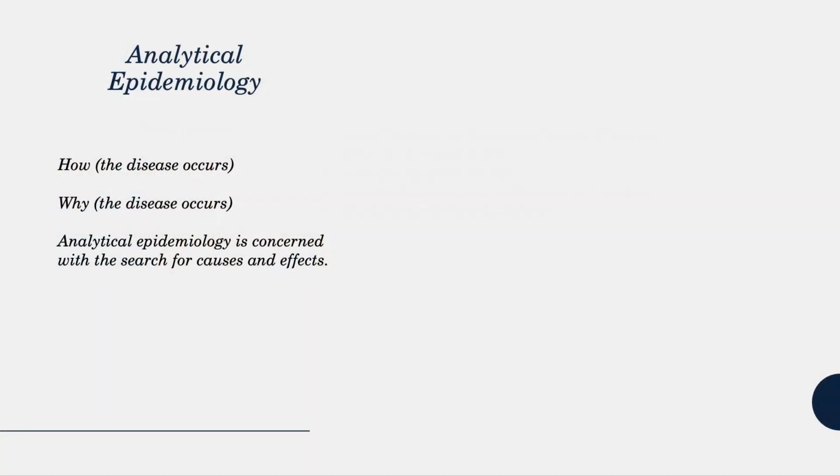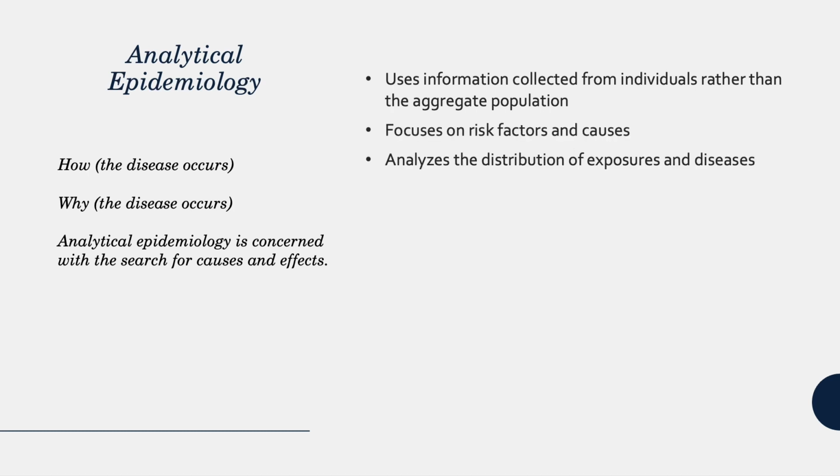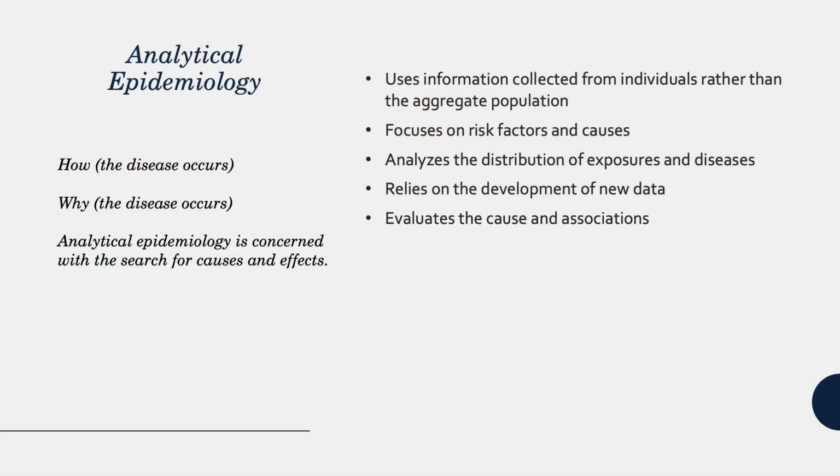Analytical epidemiology discusses the how and why the disease occurs. Analytical epidemiology is concerned with the search for causes and effects. It uses the information collected from individuals rather than from the aggregate population, which descriptive epidemiology does. It focuses on risk factors and causes, and it analyzes the distribution of exposures and diseases. And it relies on the development of new data, specifically in surveillance activities or in clinical trial studies. And it evaluates the cause and associations of those.